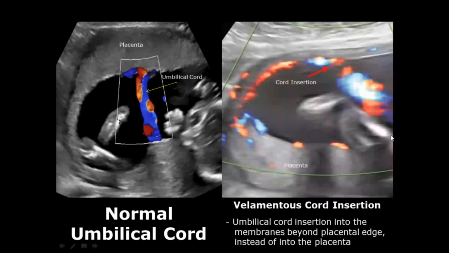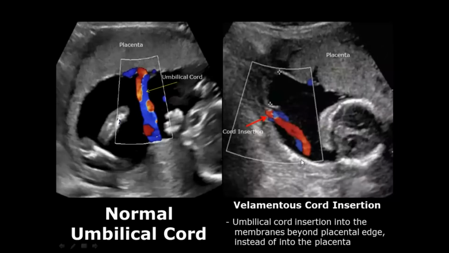A filamentous cord insertion is a more serious abnormality in which the umbilical cord will insert into the amniochorionic membranes instead of directly into the placenta. The blood vessels travel through these membranes and then reach the placenta. These blood vessels are not protected by Wharton's jelly. That's why they are more prone to rupture.